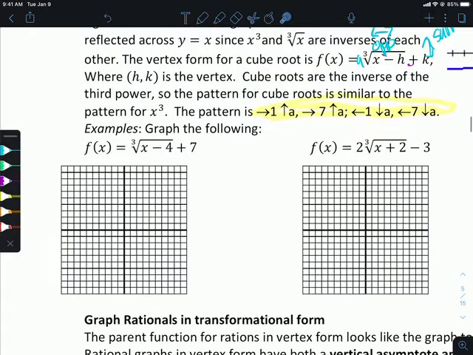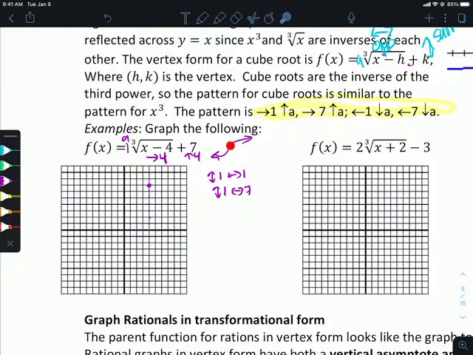So let's take an example. Here we're going to go the opposite direction underneath the root horizontally, so we're going to go right by 4. Same direction outside vertically, so that's up 7. So right 1, 2, 3, 4, up 1, 2, 3, 4, 5, 6, 7. It's a cube root, which means that I've got that kind of shape going. The a value is 1, so we're going to go up and down by 1, and left and right by 1, up and down by 1, and left and right by 7.